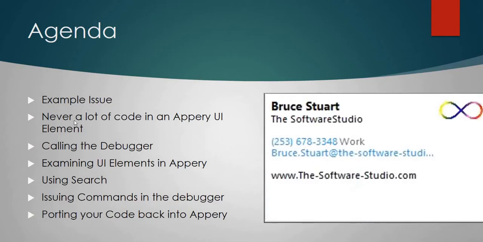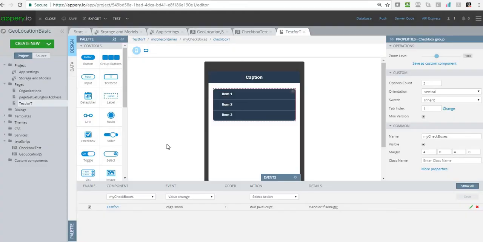So back over to our agenda really quick. Never put a lot of code in an Appery UI element, and here's how to debug essentially that element. These first two topics here, we'll cover right now. So essentially the requirement is that as the page shows itself, let's change the orientation based on certain other data elements from vertical to horizontal.